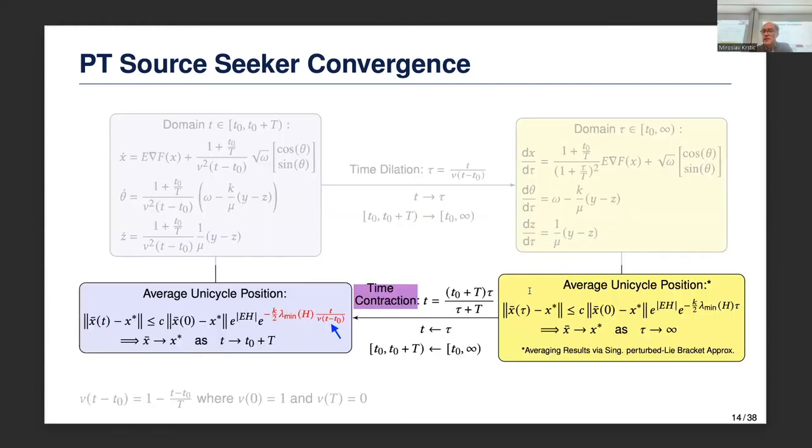To complete the analysis, one applies averaging theory to the system in the dilated time tau, obtains exponential convergence, and then inverts the time from the dilated into the contracted time T, and goes from exponentially decaying in time to decaying in time at a rate of T times mu of T, namely decaying to zero by the terminal time capital T.